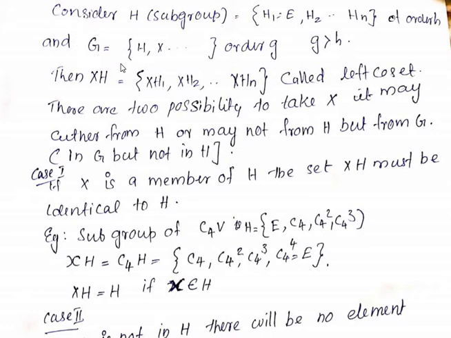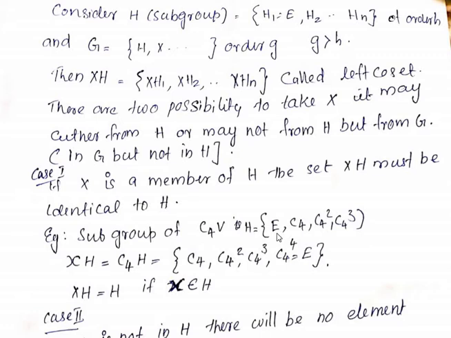X is in G but not in H. Suppose first case, if x is a member of H, then the set xH must be identical to H. This can be illustrated using an example. We know that the subgroup of C4v is H equals {E, C4, C4 square, C4 cube}.